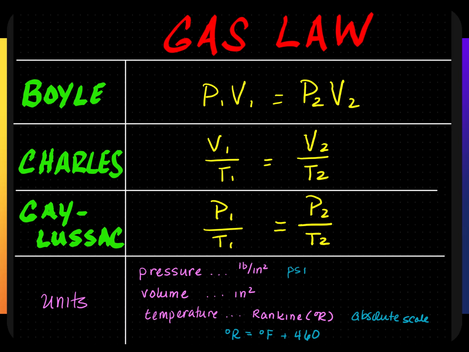When we calculate for gas laws, we must always use the absolute scale. So the temperature must be converted into Rankine, which is written as degrees R. A Rankine is equal to the degrees Fahrenheit plus 460. All temperatures in gas law must be in absolute scale.